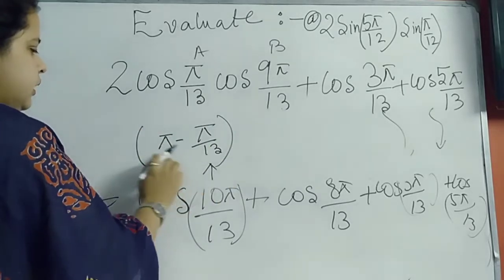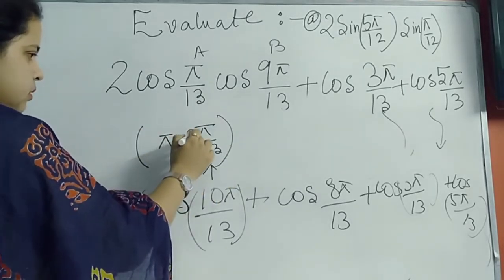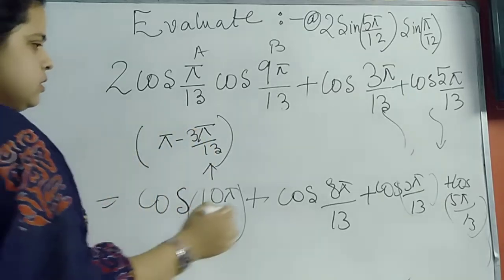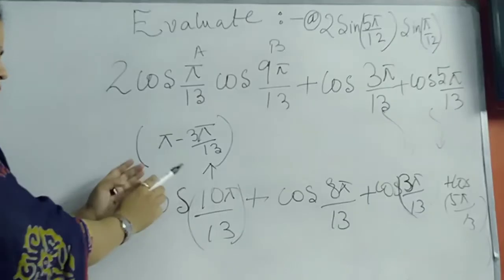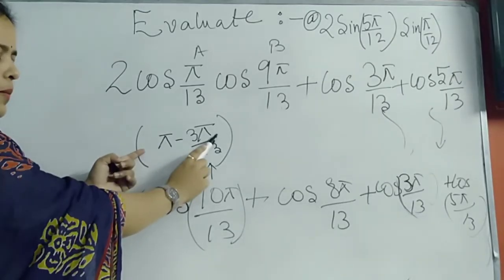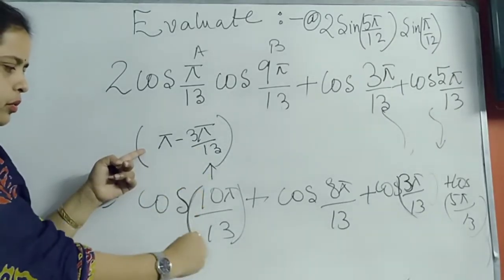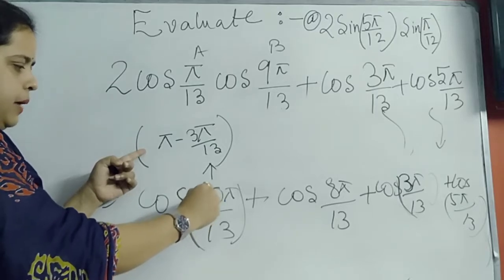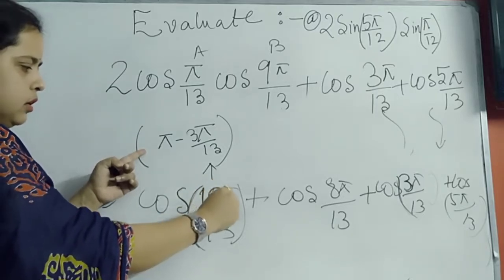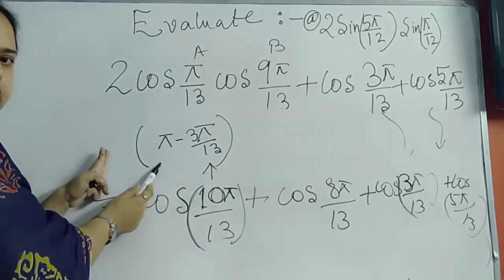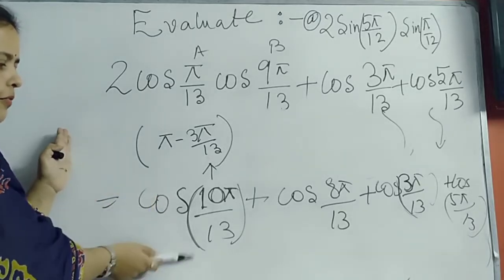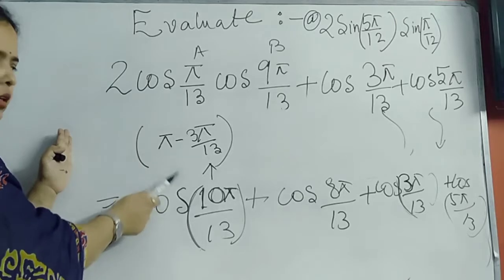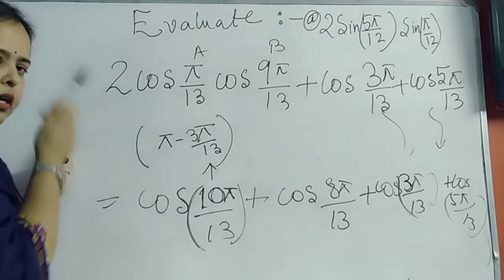13 pi minus 3 pi, giving you 10 pi by 13, no? Just focus on this part. Instead of cos 10 pi by 13, I can write cos of pi minus 3 pi by 13.